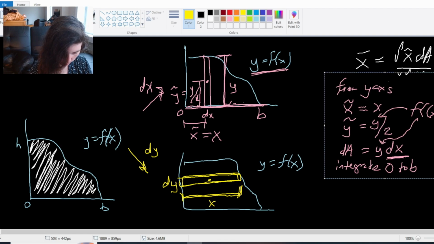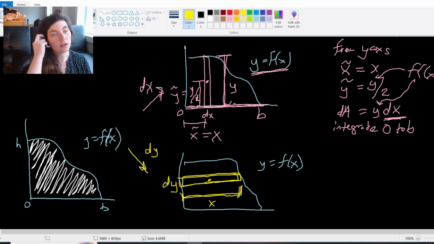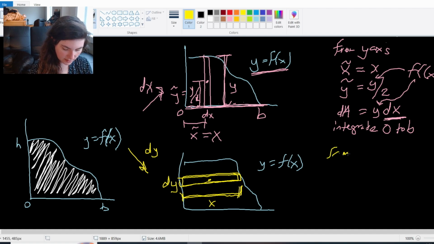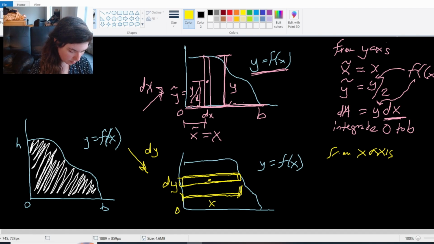Alright, move you up there. And then we'll write for comparison our yellow guy, our dy. So dy comes out from our x-axis. From our x-axis, we're going up and taking these horizontal rectangles up, all through our function until we get to the top. So now we're integrating from the bottom to the top.